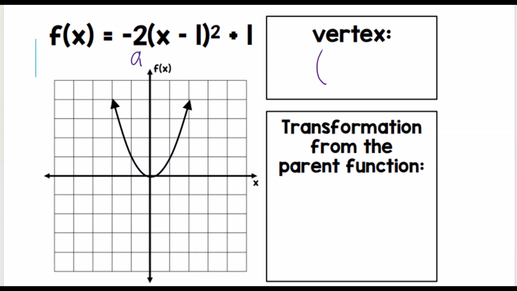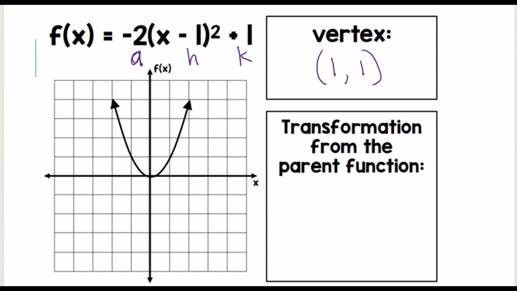-2 times x minus 1 squared plus 1. So the A value's -2. What is H? Is H +1 or -1? +1, because it's always going to be the opposite sign. Good. And K is just the +1 that's being added. So the vertex is going to be 1, 1. Right? Because H, opposite sign, so it's going to be +1.